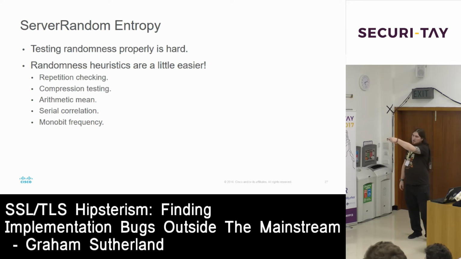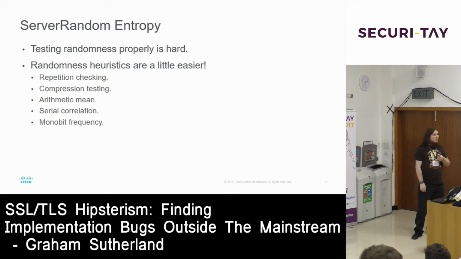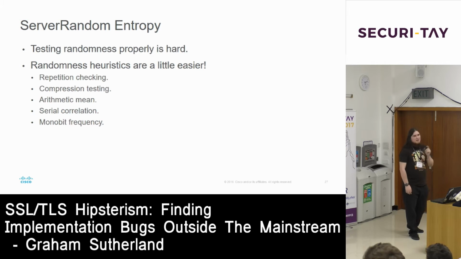So yeah, the monobit frequency and the arithmetic mean will pass for a non-cryptographic random number generator. Those are just to detect something really heinously bad, like it's just giving you zeros, or it's giving you the same value every time, or something like that.